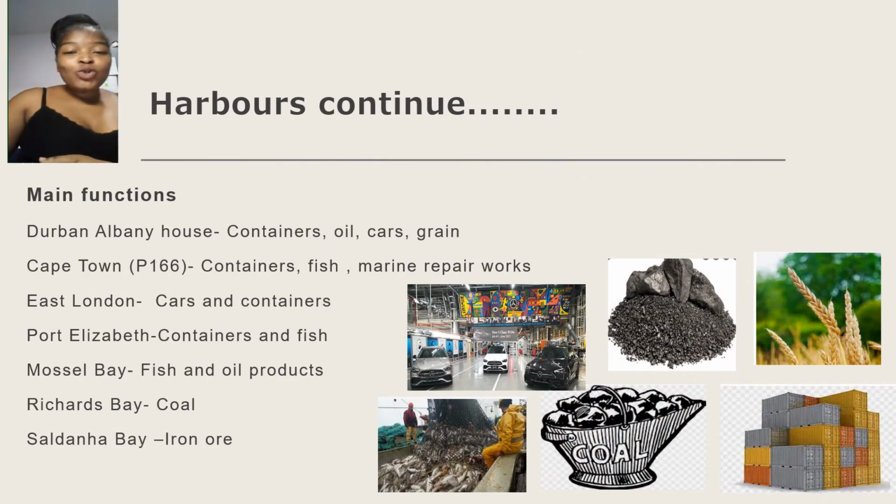Now that we know the harbors in South Africa, let us now look at the main functions of these harbors. Durban deals with containers, oil, cars, and grain. Cape Town deals with containers, fish, marine repair works. East London deals with cars and containers. Port Elizabeth, containers and fish. Mossel Bay, it's fish and oil products. Richards Bay, coal. And lastly, Saldanha Bay deals with iron ore.